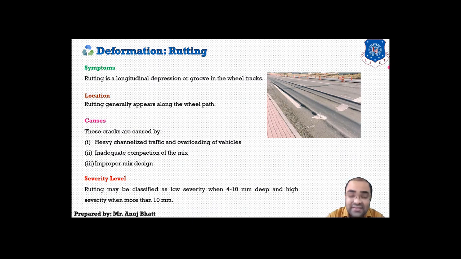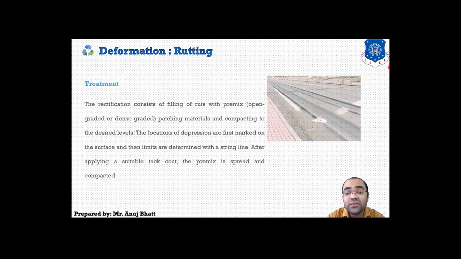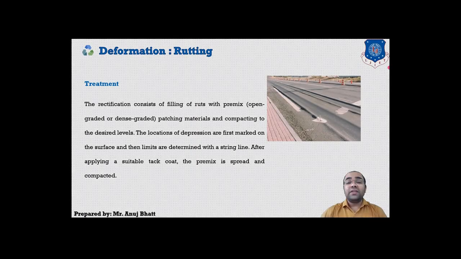The next is the treatment: how we treat rutting. The rectification consists of filling the ruts with premix material, either open graded bitumen or dense graded bitumen. And then we have to compact that layer to the desired level.